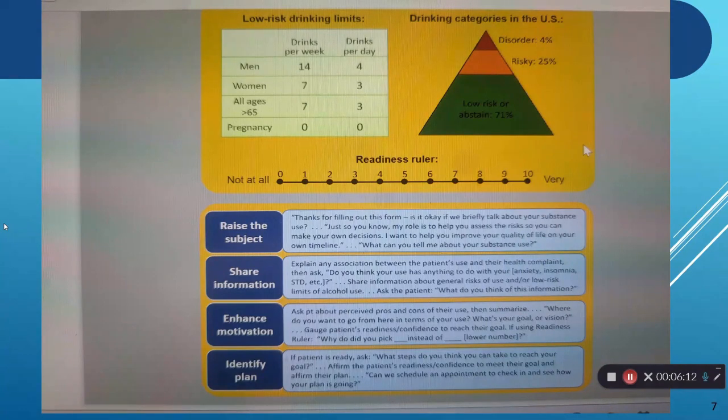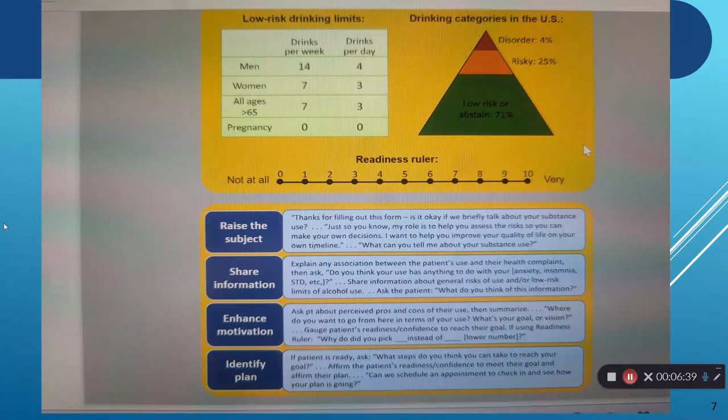So on the top, you can see a ruler from 0 to 10. We always ask this question: on a scale of 0 to 10, how motivated are you to stop? And the follow-up is always going to be, why isn't it lower? The reason is that we're trying to make them think about their own motivations, and we're trying to increase their motivation about why they can be more motivated to stop their substance use.